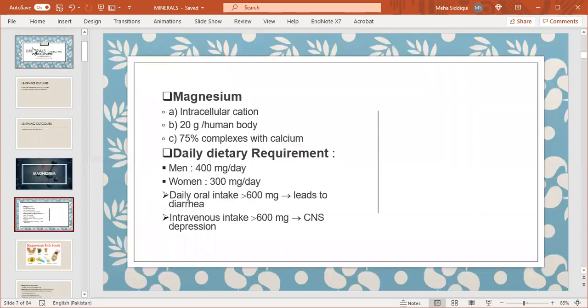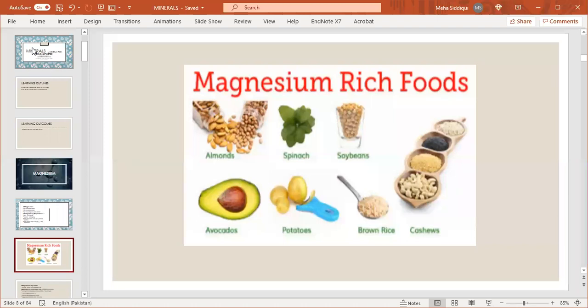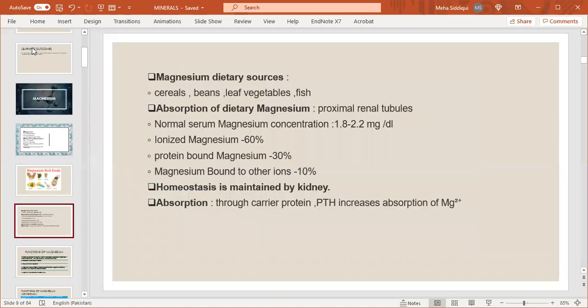Magnesium is an intracellular cation that comprises 20 gram of the human body. 75% of it complexes with calcium. Daily dietary requirement in men is 400 milligram per day, in women 300 milligram per day. If daily oral intake exceeds 600 mg, it leads to diarrhea, and if IV intake exceeds 600 mg, it leads to CNS depression. These are the common magnesium-rich foods: almonds, spinach, soybeans, avocados, potatoes, brown rice, cashews.